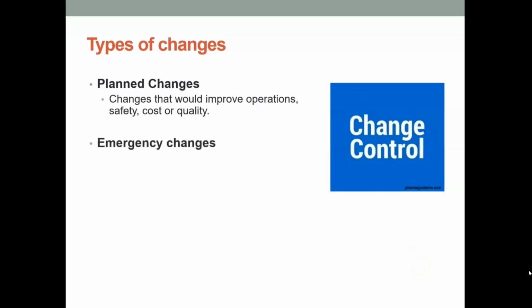The second type is an emergency change. So that would be something that we would have to do to ensure continued operation of a system. So for example, if we had a software going down and we needed to put a patch onto our software in order to keep the equipment running, so that might need to happen a lot faster and might need to happen during the night shift.